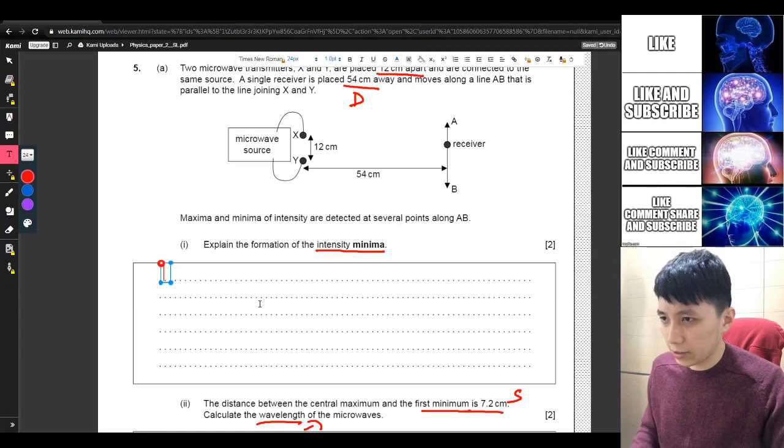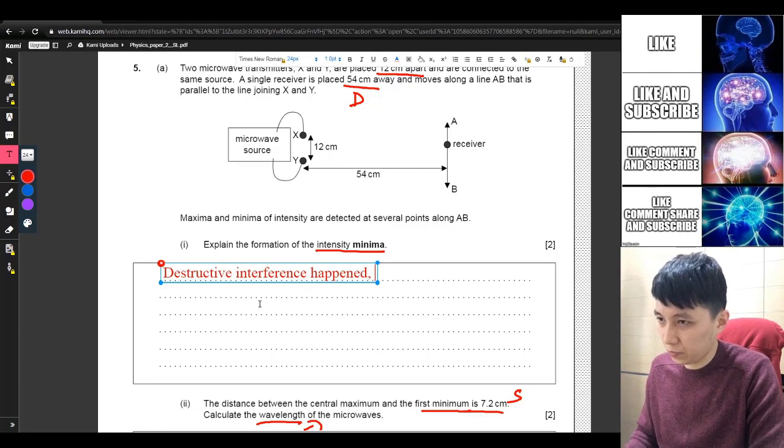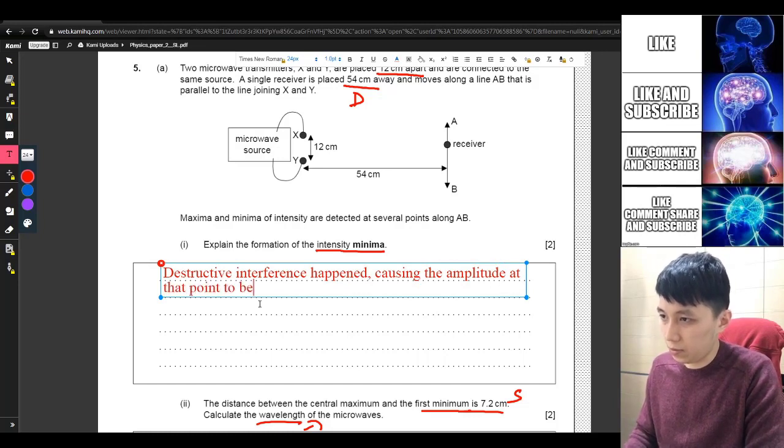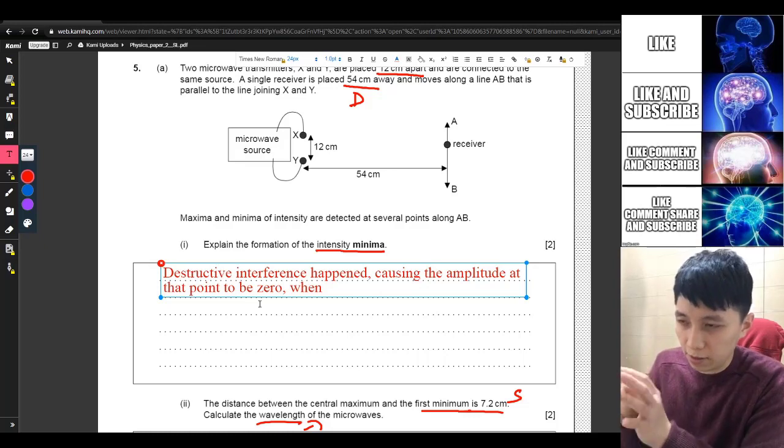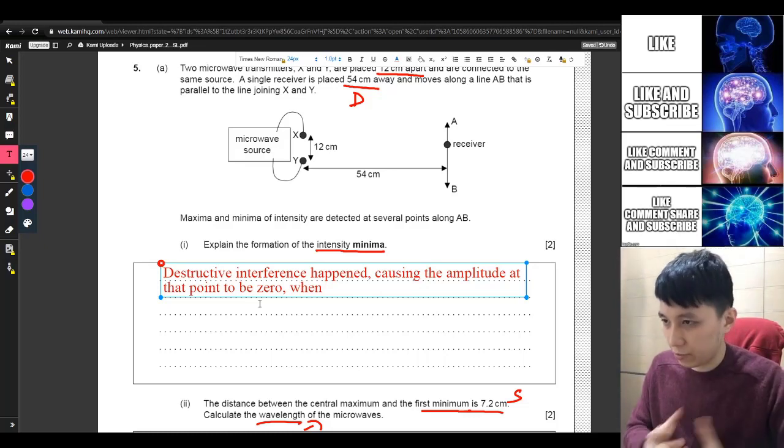So it asks you why there's minima, so something to do with destructive interference happened, causing the amplitude at that point to be 0. Okay, so talking about the end product first, and then talking about the criteria.